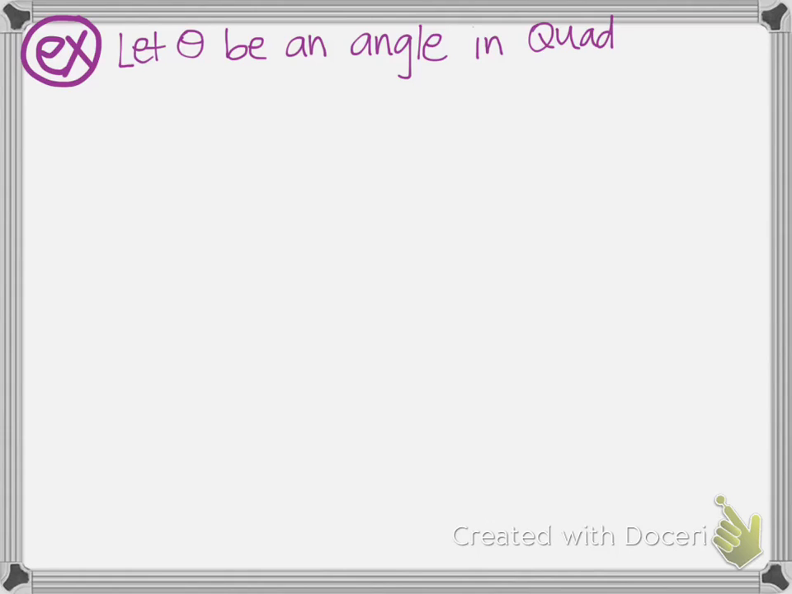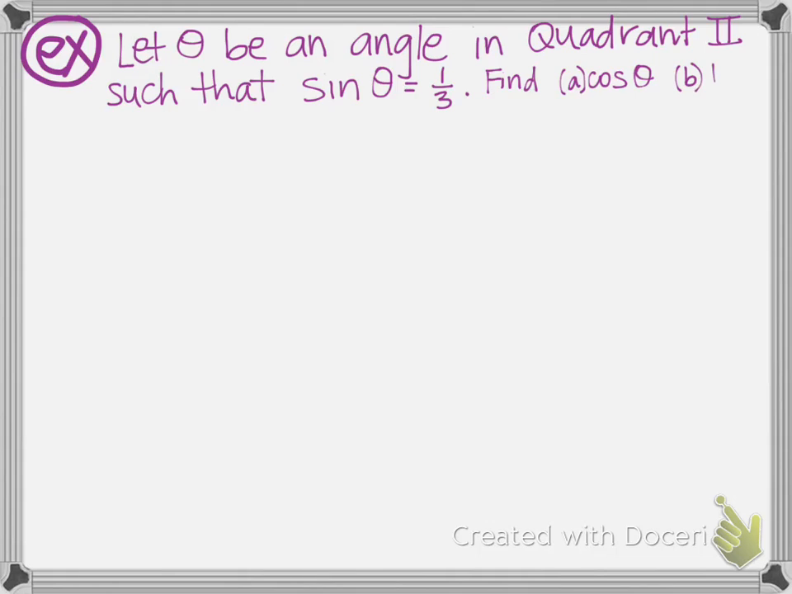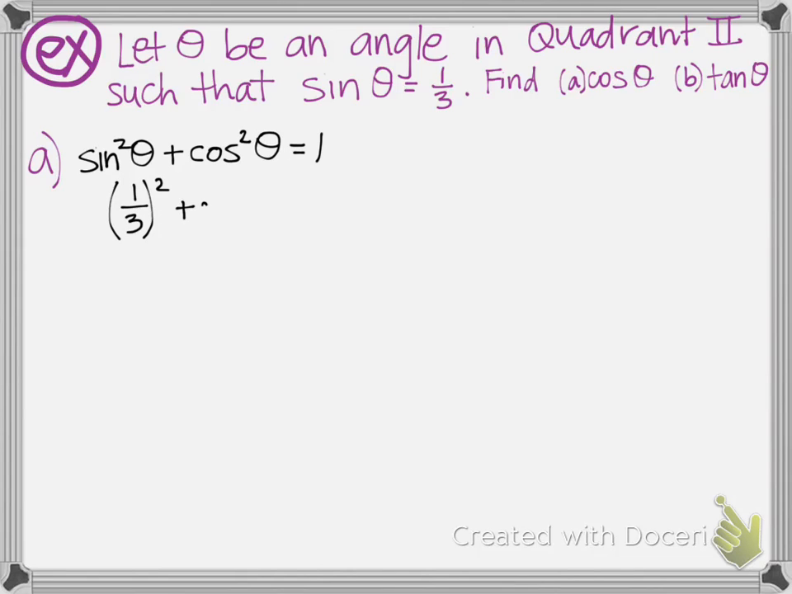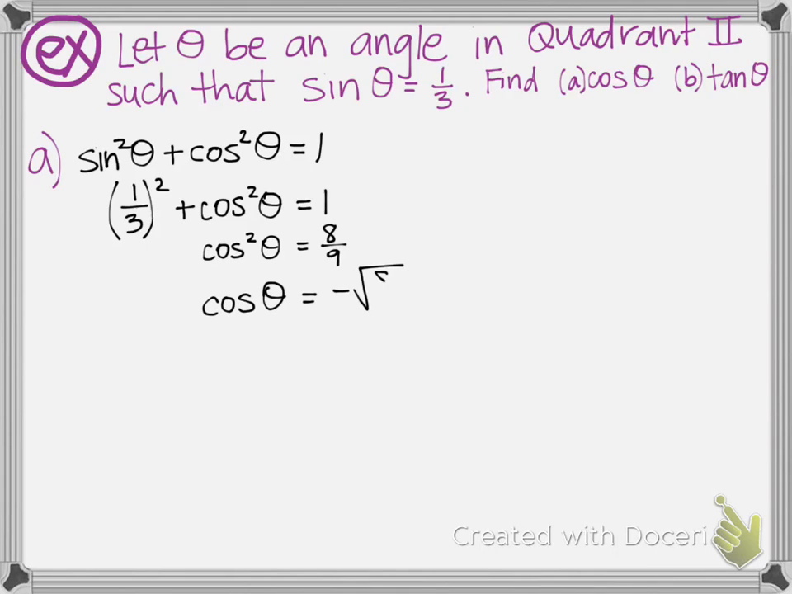Let's do one more. Again, I'm going to let theta be an acute angle, but this time in quadrant 2, such that I have sine equal to 1/3, and I want to find the cosine and the tangent. Again, I'm going to use my formula, sine squared theta plus cosine squared theta equals 1. I plug in the value I have for sine theta, and I get cosine squared equals 8/9. So I take my square root.